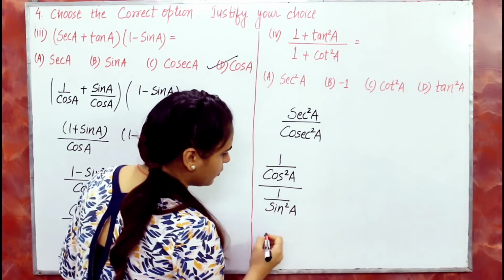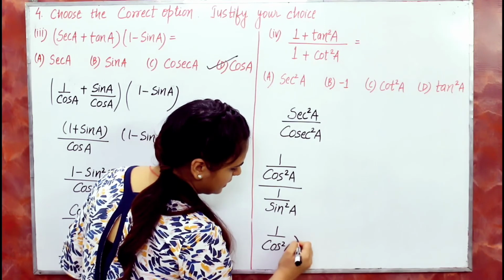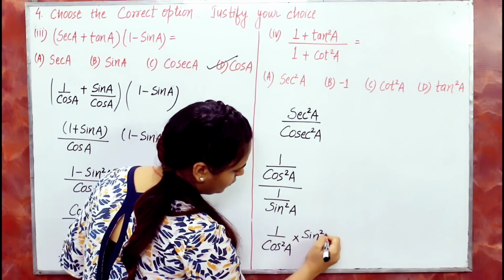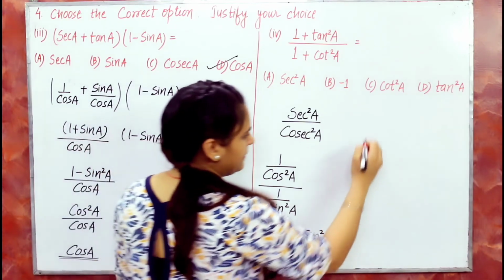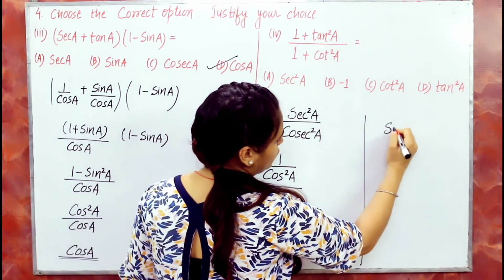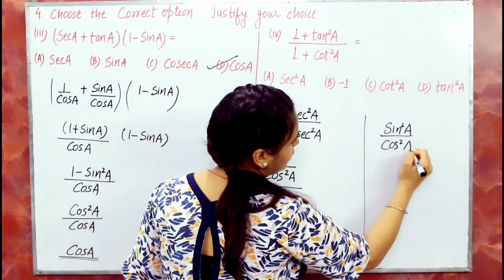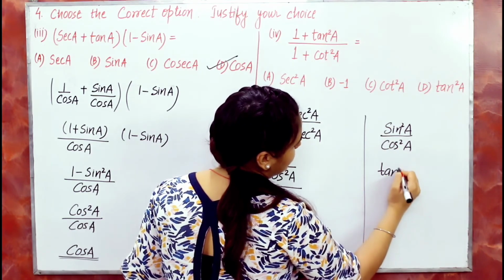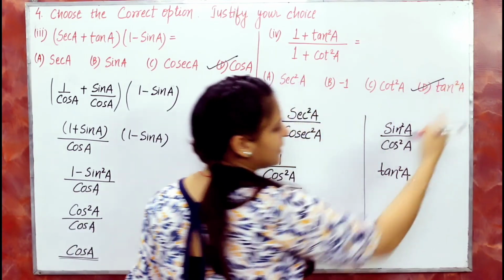By taking reciprocal, 1 upon cos square a multiplied by sin square a upon 1. So this is basically sin square a upon cos square a, which is equal to tan square a. So the correct option is option D, tan square a.